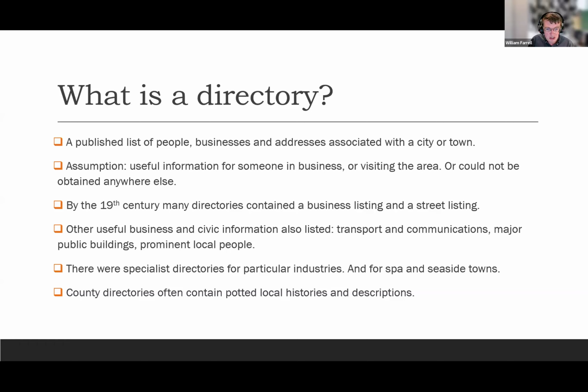I will talk in the next slide a bit more about the history of directories, but the 19th century is the century people tend to concentrate on and use the most directories in family and local history. Most directories had moved into a format of containing a business listing and a street listing. So they contained all the local businesses and then a separate listing of people street by street. So the prominent householders in every street.